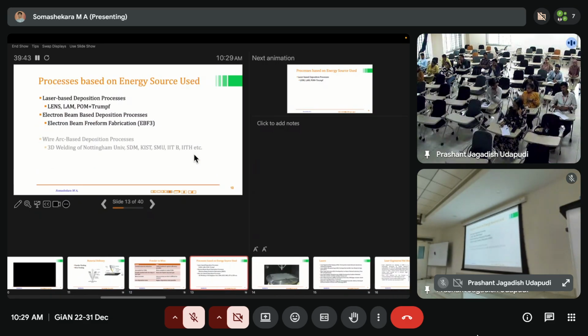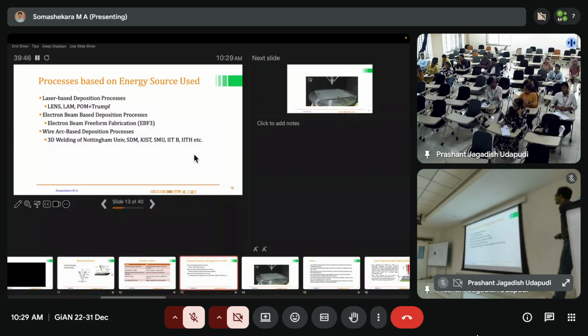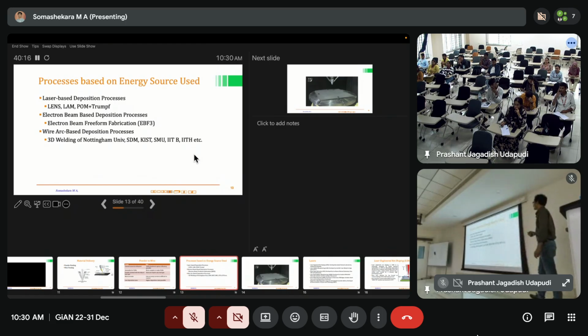As I said, there are different variants that you will find when it comes to the technologies. Laser-based, within the laser-based we have LENS and so many other technologies. Nowadays a lot of technologies are available, and this is the technology that I was talking about, electron beam freeform fabrication, which NASA used in space for printing some of the components. And I think wire-based are very common these days.